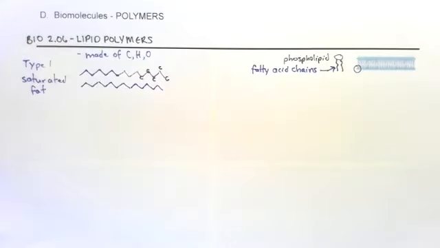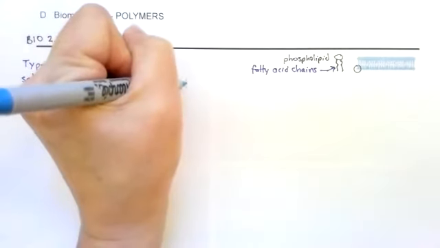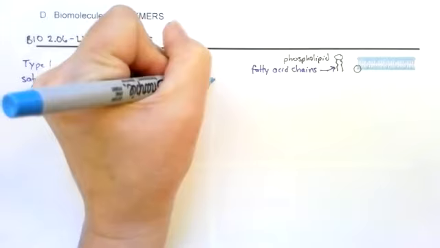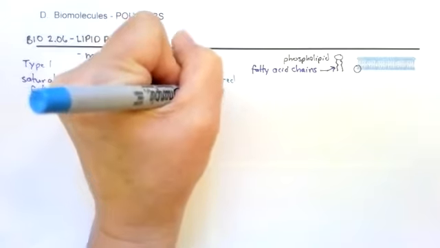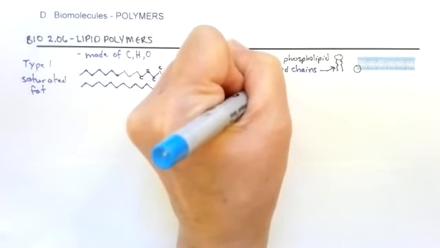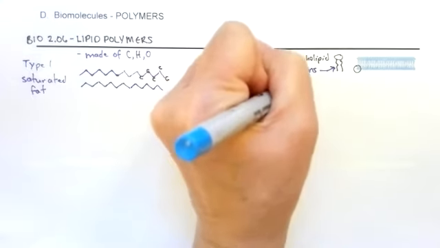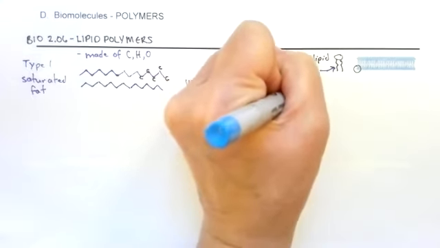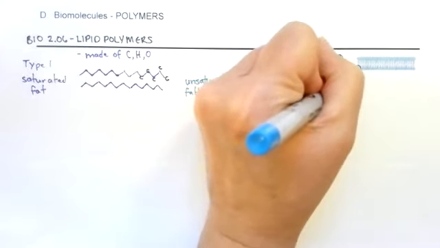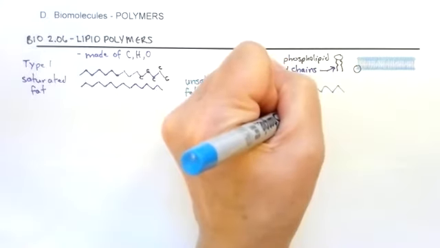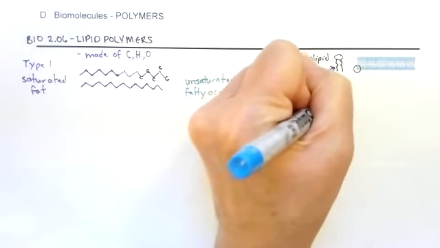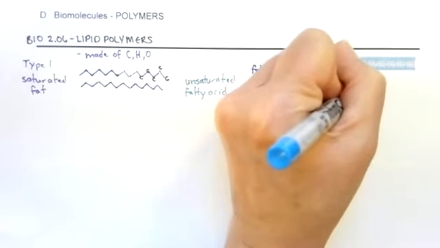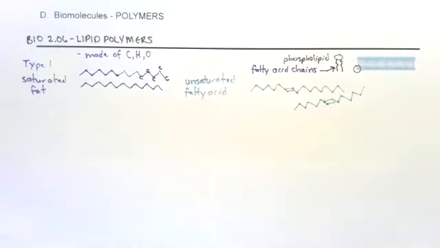The other type that we have is called an unsaturated fat, or an unsaturated fatty acid. And it looks like this. And let's draw a second one. And I'm drawing it at an angle on purpose.